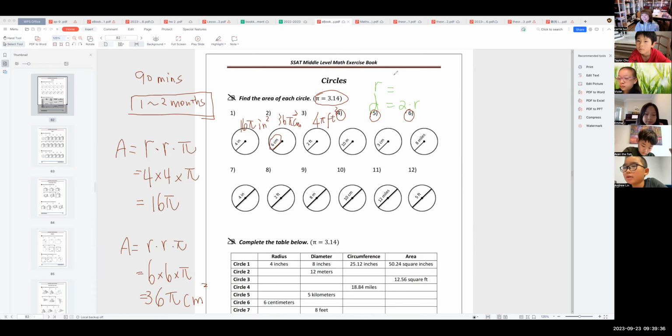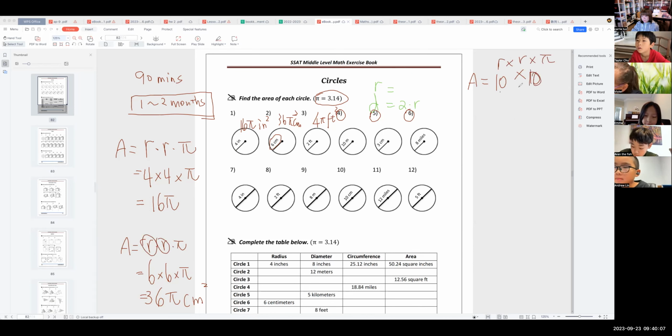Okay, so Taylor, while you're thinking, can you tell me for number 4, what is the radius? 10. Very good. So the area is what? Can you tell me the equation? 10 times another r, still 10. Get it? So both of them are r. r times r times pi. Get it?